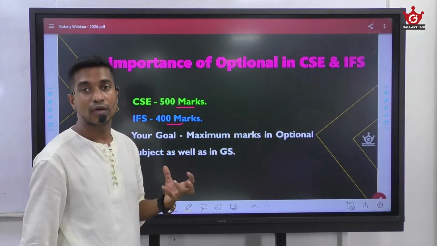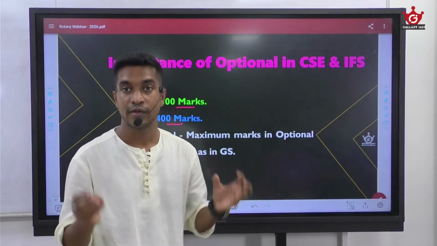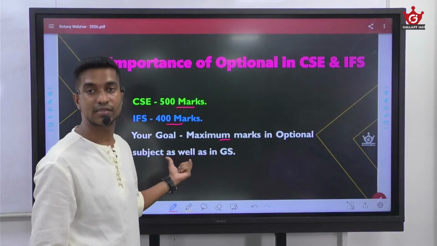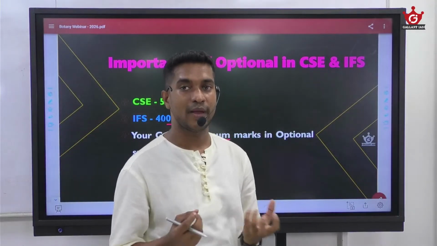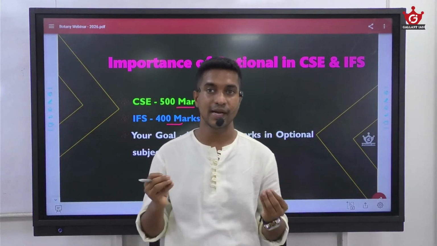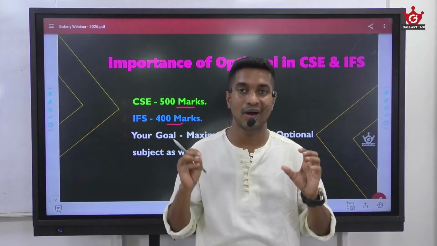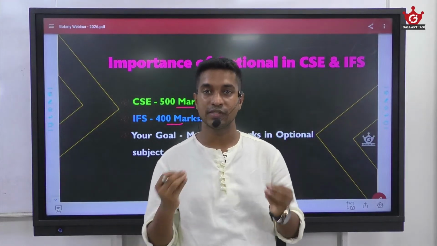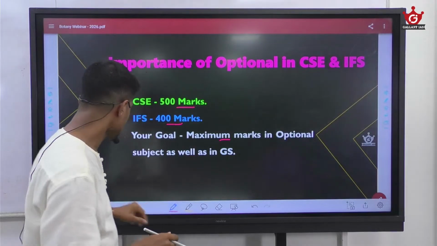marks. So if you are preparing for the UPSC exam, what could be your goal? Your goal is to score maximum marks in your optional subject as well as in GS. While you are preparing for UPSC, one of your major goals is to score maximum marks in your optional paper, and to score maximum marks in your GS paper as well. Okay, so this could be your goal, right?